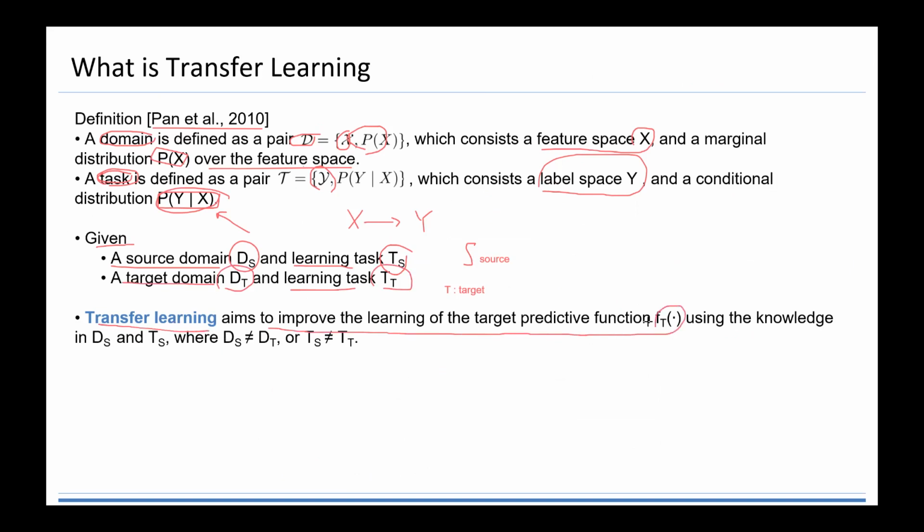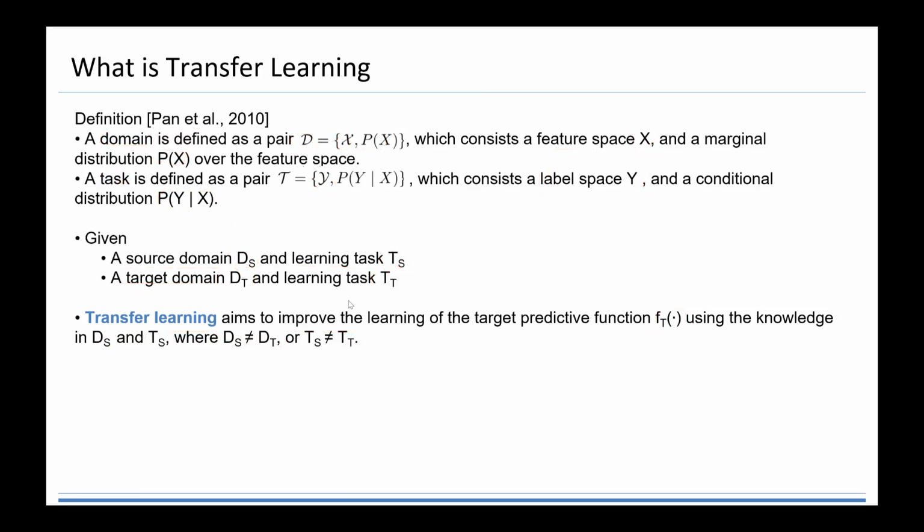So we have a function, and we are going to use the knowledge. What is the knowledge? We are going to use the knowledge from the domain DS and the learning task TS. In transfer learning, usually we have two conditions: the source and target are not in the same domain, or not the same task. So what does it mean? Maybe we can see it with examples.